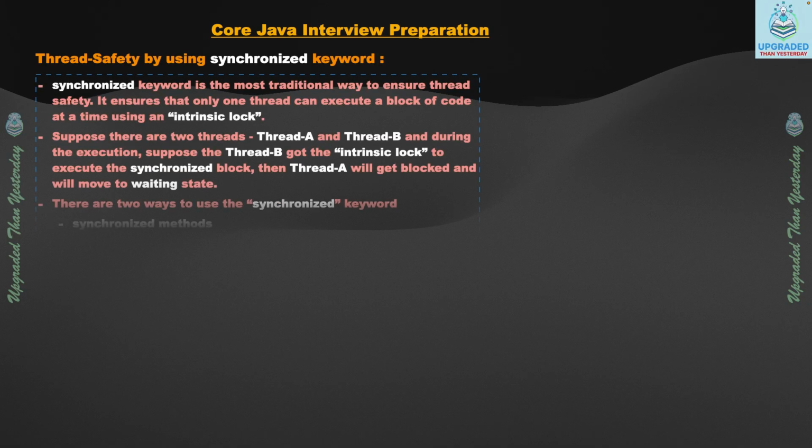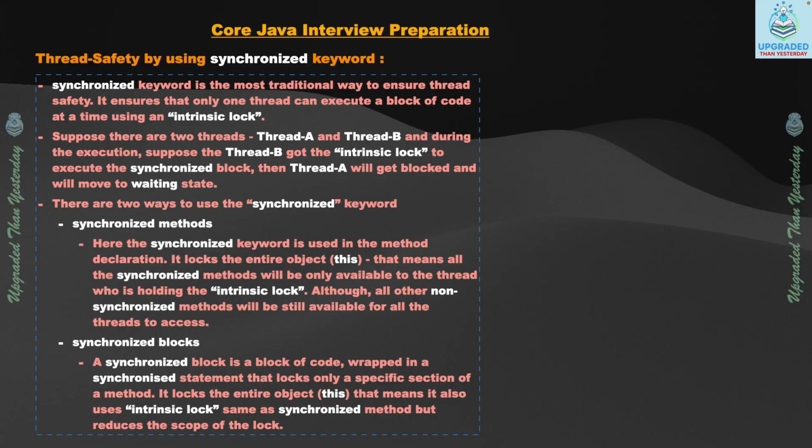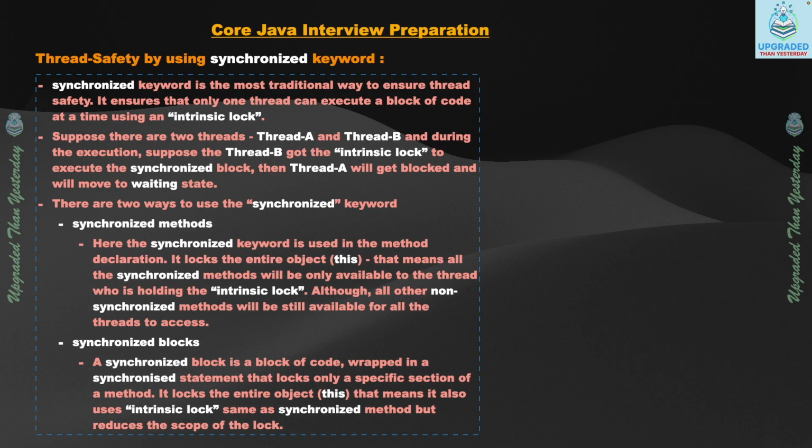Thread safety by using synchronized keyword. Synchronized keyword is the most traditional way to ensure thread safety. It ensures that at a time, only one thread can execute a block of code using an intrinsic lock. Suppose there are two threads, thread A and thread B, and during the execution, thread B got the intrinsic lock and executes the synchronized block. Then thread A will have to wait until thread B releases the lock.